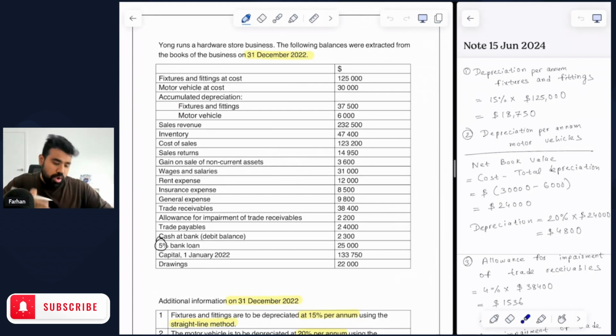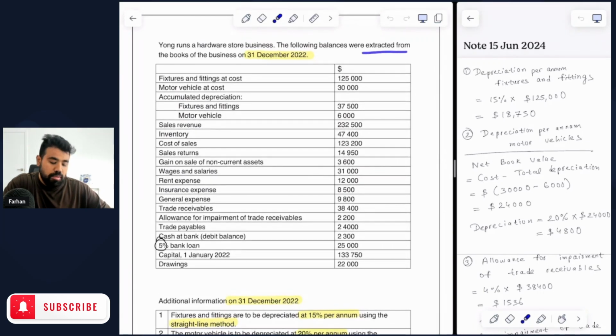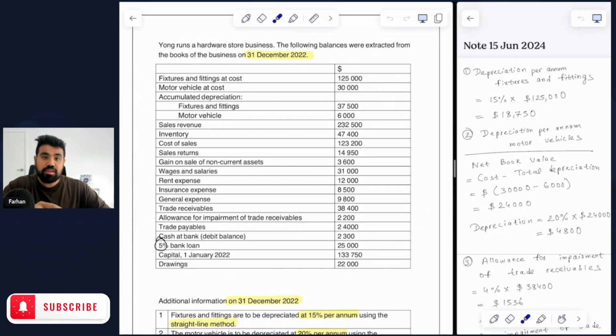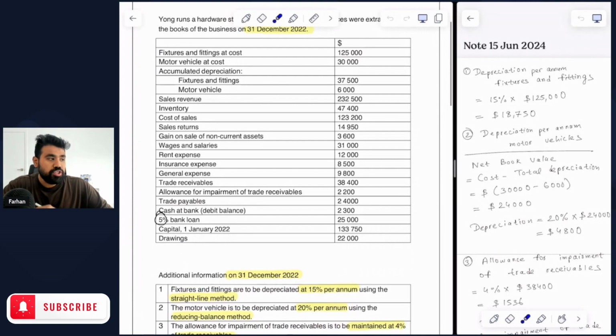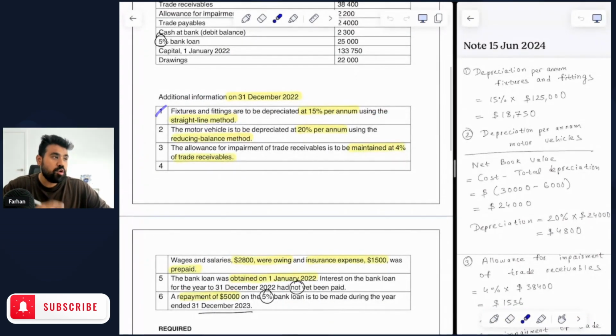Young runs a hardware store business. The following balances were extracted from the books of the business on 31 December 2022. So you can see that within this table, we are given a list of balances for various items within the business, such as non-current assets, expenses, liabilities, equity, etc. We are also given some additional information here, as you can see from number 1 all the way until number 6, which we need to incorporate in our workings.